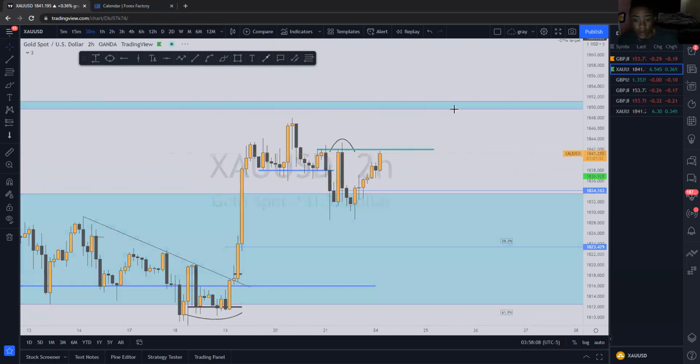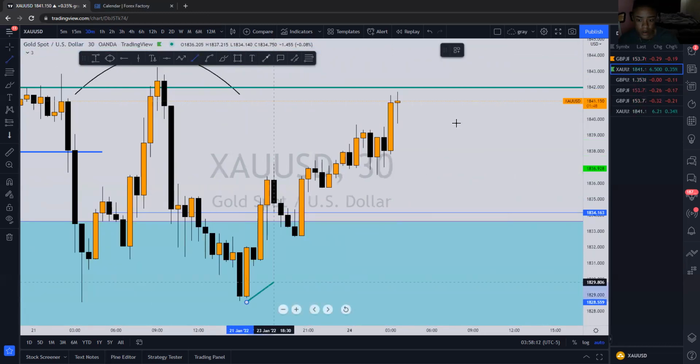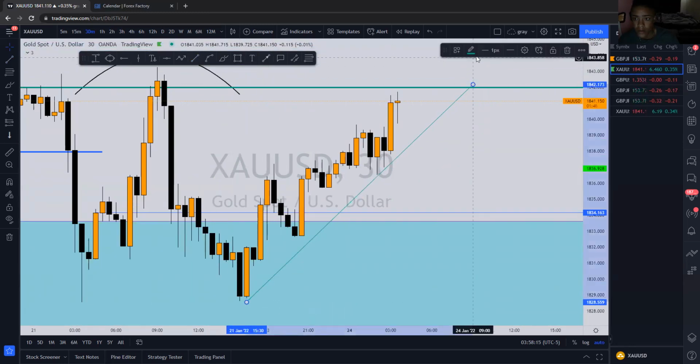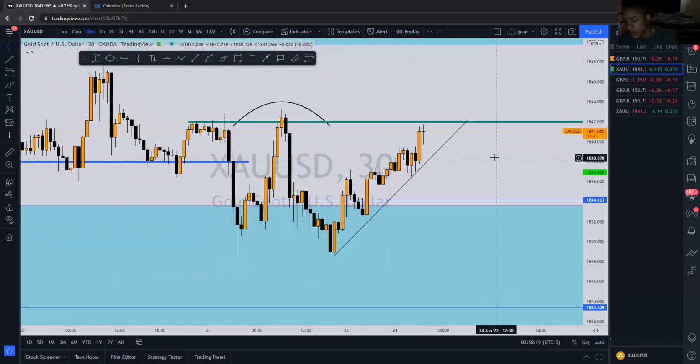So then what I would be looking for today is just a break of minor support whenever that will be formed, preferably after 8 o'clock.